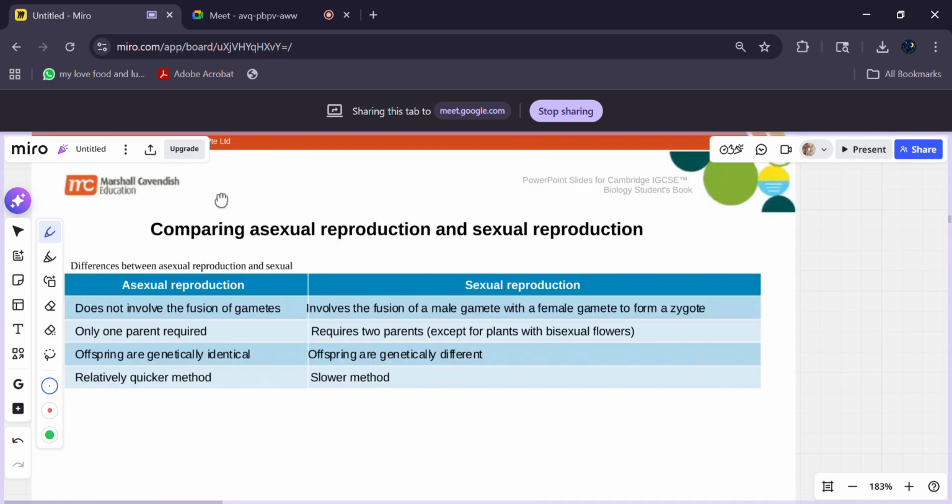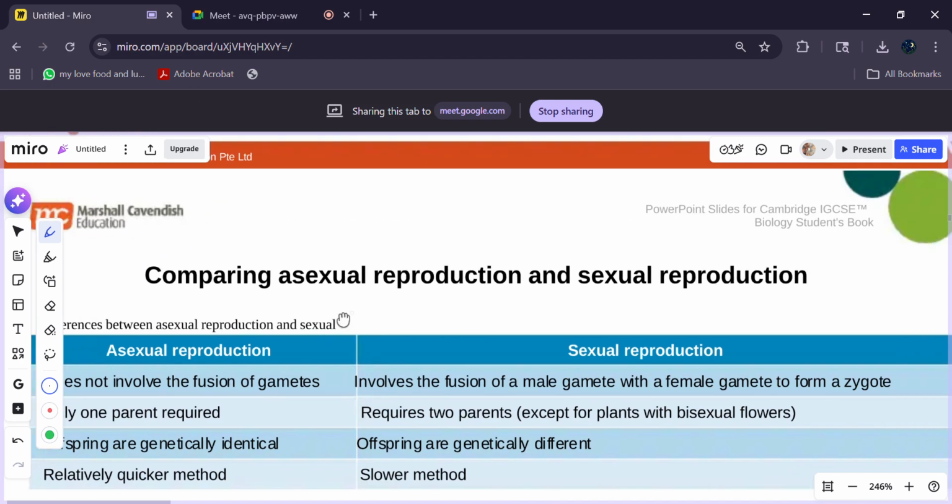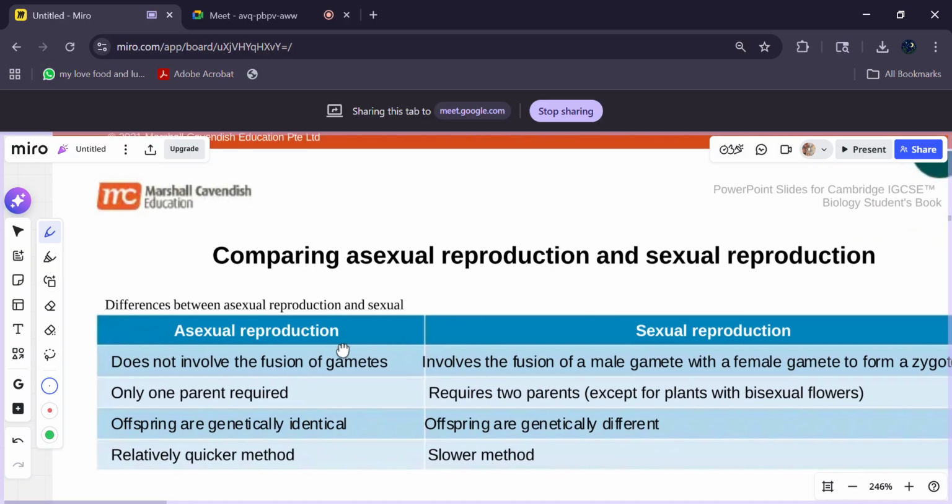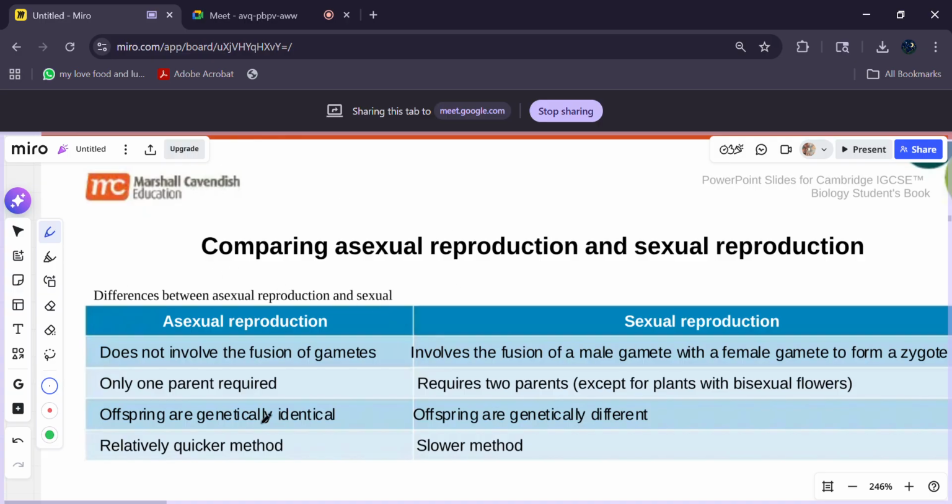Now we're going to go on to compare asexual reproduction and sexual reproduction. What are the differences? In asexual reproduction, it uses the process of mitosis and does not involve the fusion of gametes. Only one parent is required. Offspring are genetically identical, like clones, and it is a relatively quicker method.